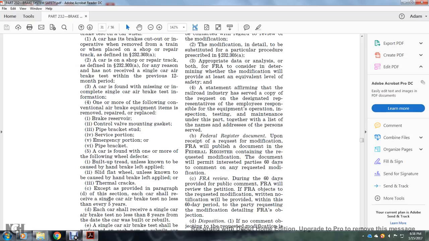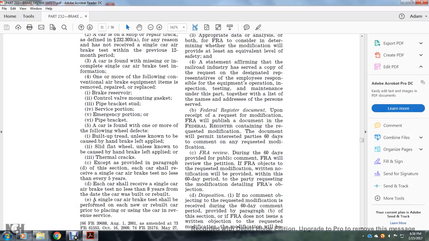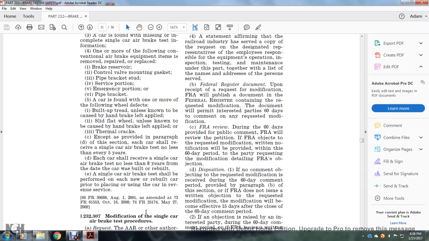Each car shall receive a single car air brake test no less than every 5 years. Each car shall receive a single car air brake test no less than 8 years from the date the car was built or rebuilt. A single car air brake test shall be performed on each new and rebuilt car prior to placing and using the car in revenue service.